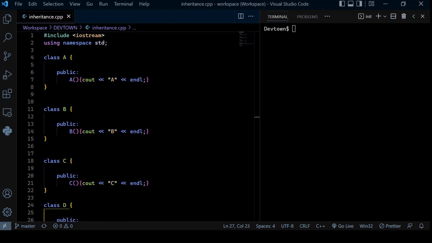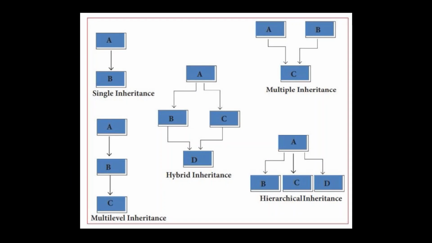Hello everyone. So in this video we'll be continuing our discussion on inheritance, and first we'll be discussing the different types of inheritance. Right. So in the diagram you can see the different types of inheritance. There is single inheritance, in which one base class and one derived class are present and the derived class inherits the base class. There is multi-level inheritance, in which there is a base class, there is a class which inherits the base class, and then there is C which inherits the subclass of A.